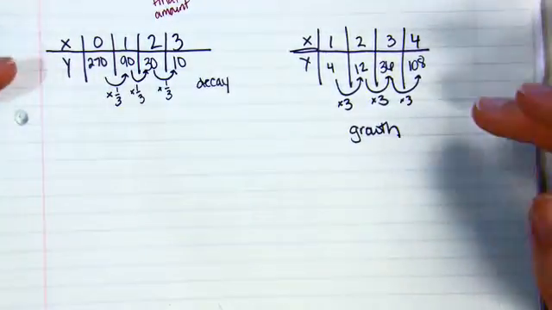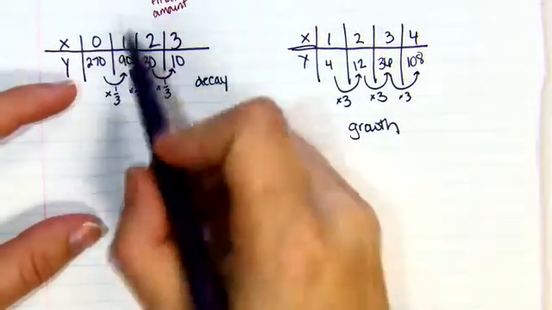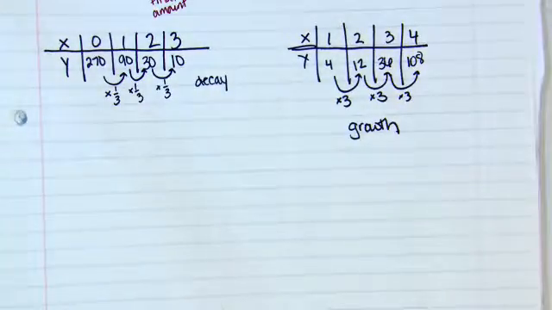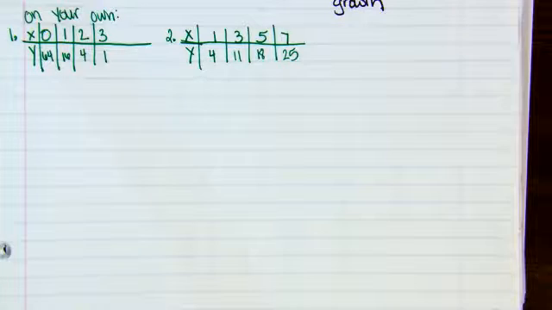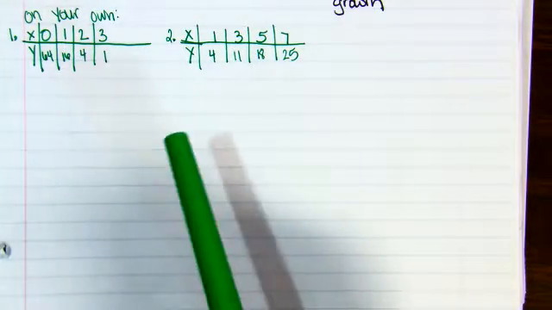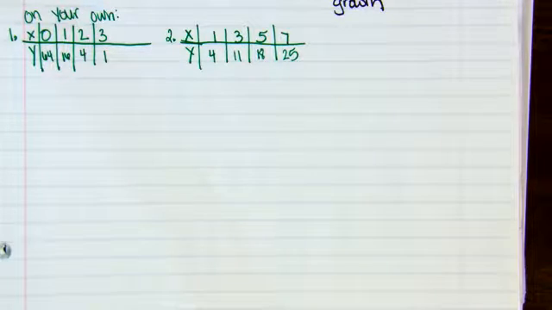So it's pretty obvious just by looking at the tables whether it's exponential growth or decay. Just remember that you need to be multiplying by the same factor every time. Now here's a chance for you to do two quick on-your-own problems. I want you to determine if these are exponential growth, decay, or neither. So pause, work that out, and then hit play.